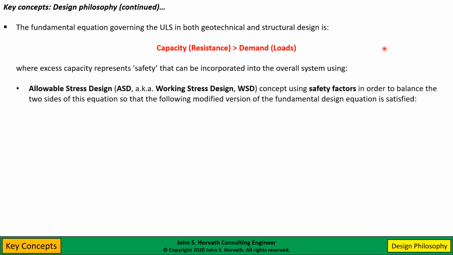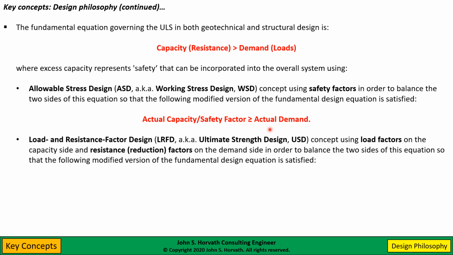But the excess capacity represents safety, and there's two ways, of course, of incorporating safety in the overall system. The traditional way is the allowable stress design. Decades ago, it was more commonly called a working stress design. And this uses the well-known concept of safety factors in order to balance this capacity-demand equation. So the modified version of this equation becomes the actual capacity as reduced by a safety factor has to equal or exceed the actual demand. And the actual demand is using what we nowadays call service loads. So essentially we have a reduced capacity has to equal or exceed the actual demand.